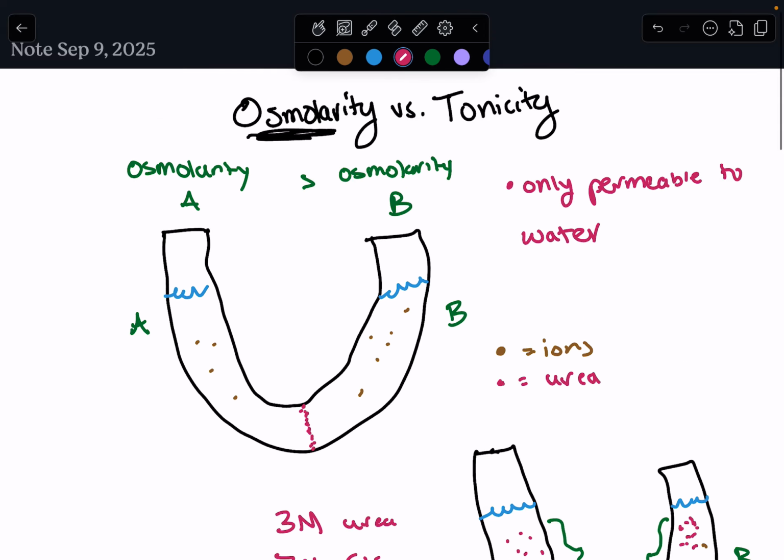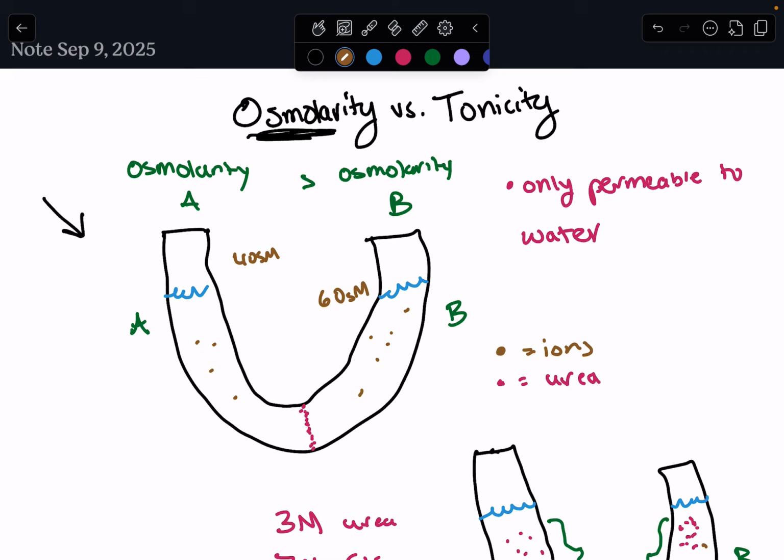So let's go back to this diagram right here, the first one that we talked about. In this first diagram, we know that we have 4 osmol concentration on the left, and we have 6 osmol concentration on the right. Earlier we said that the membrane in the middle is only permeable to water. It's not permeable to the ions.